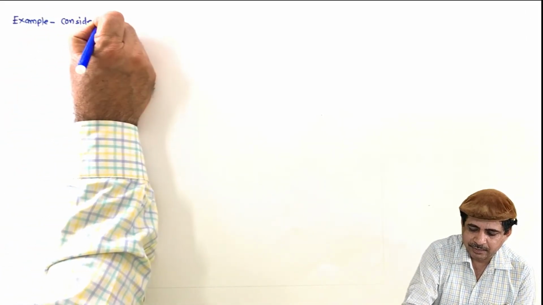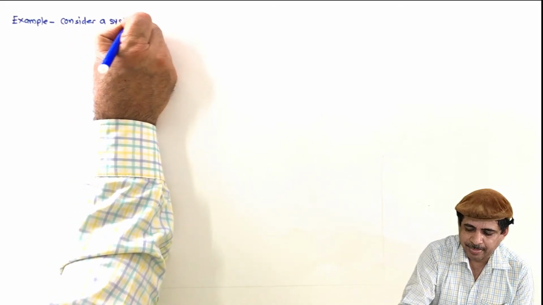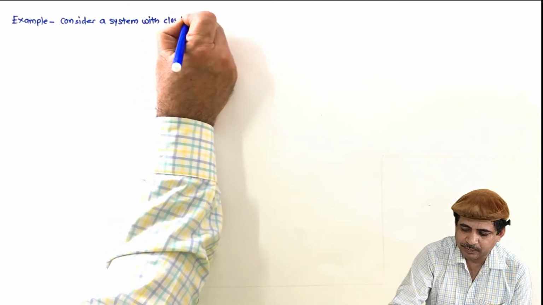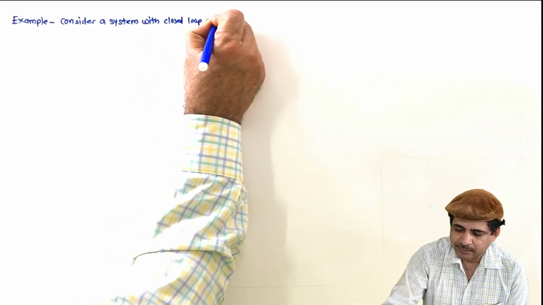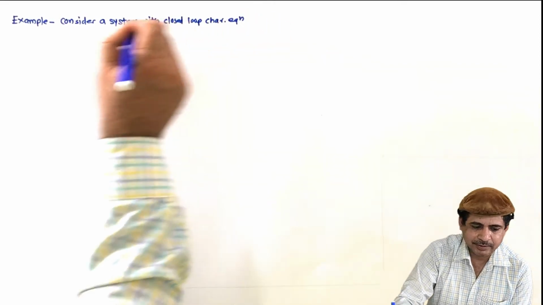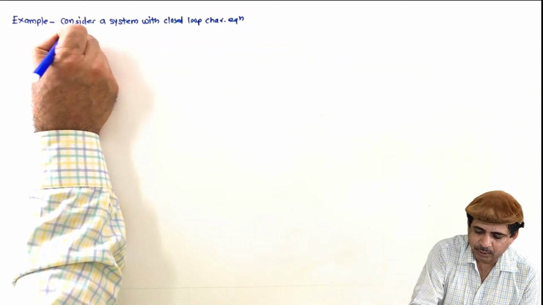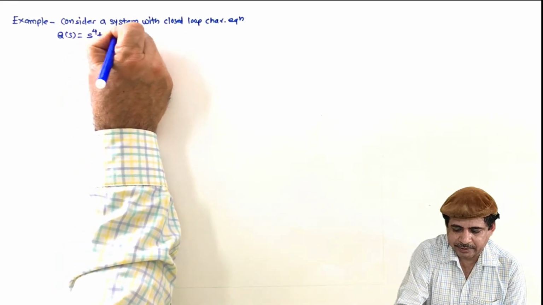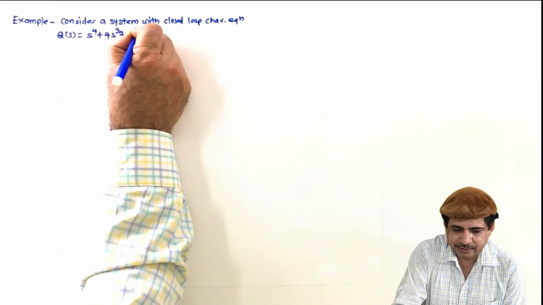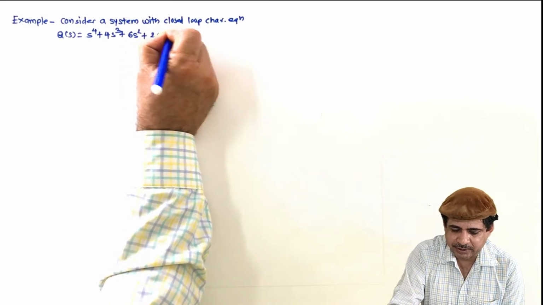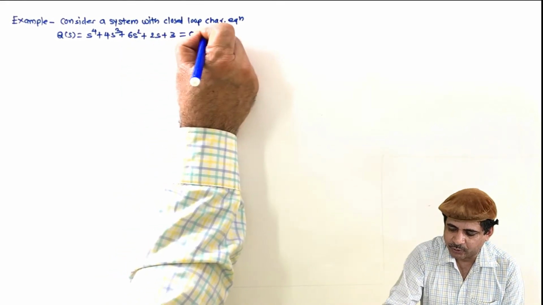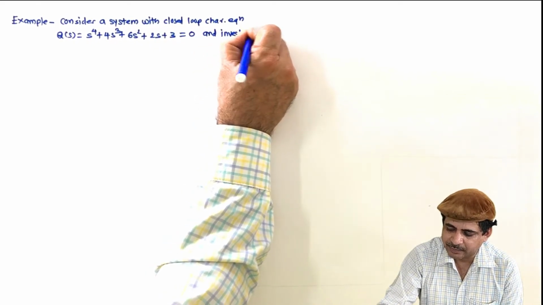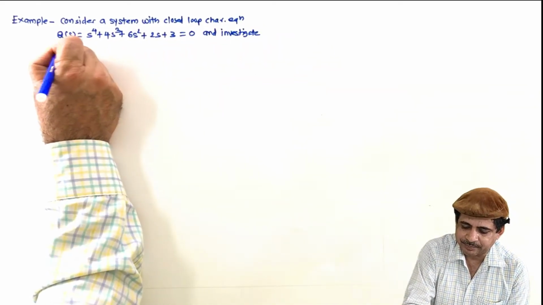Consider a system with closed loop characteristic equation q of s is equal to s raised to 4 plus 4s cube plus 6s square plus 2s plus 3 equal to 0, and investigate stability.